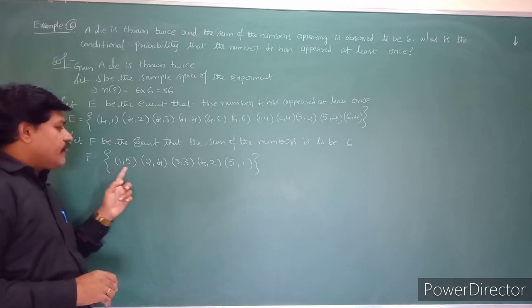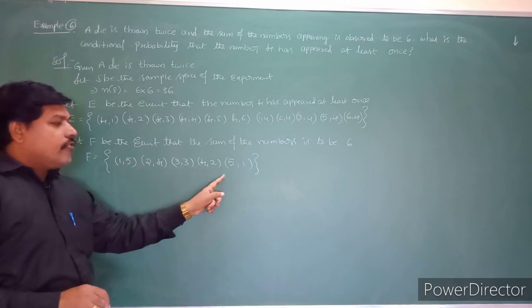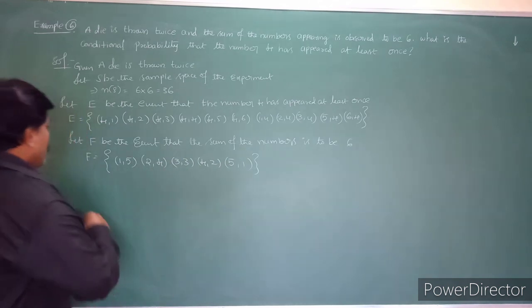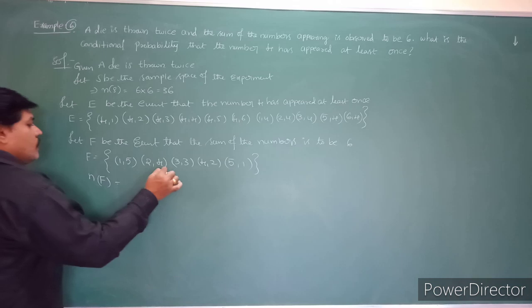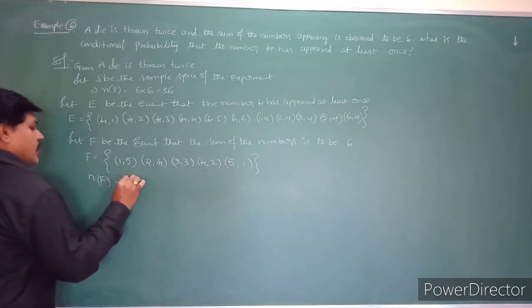What are the chances? 1 5, 2 4, 3 3, 4 2 and 5 1. Next, what is N of F equal to? 1 2 3 4 5. So that is nothing but 5.